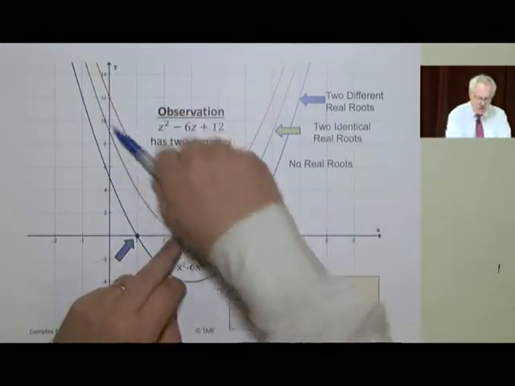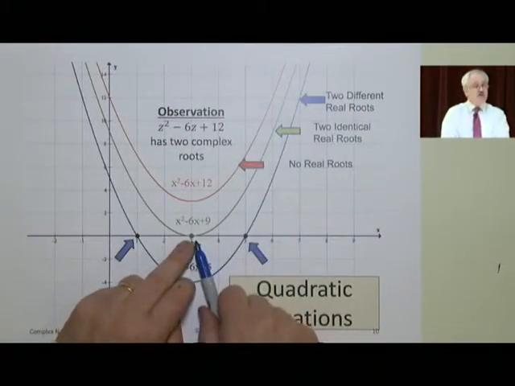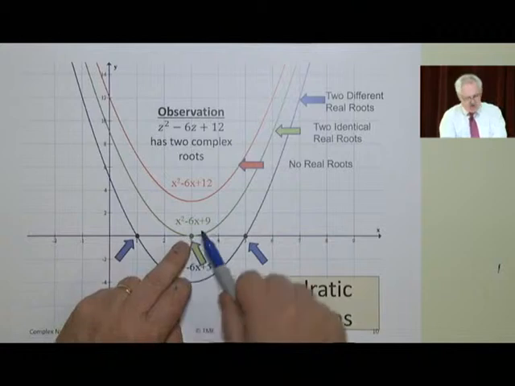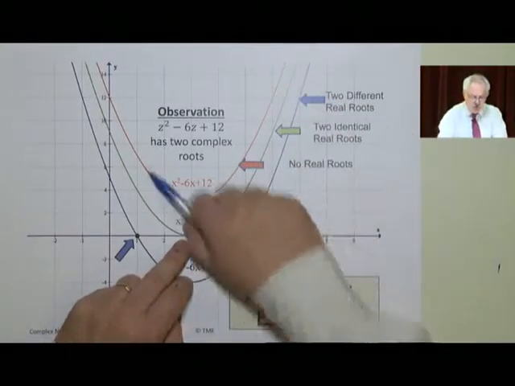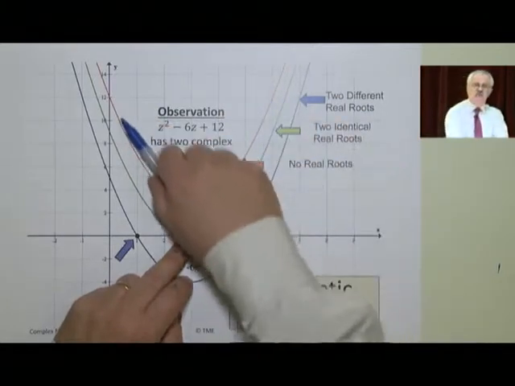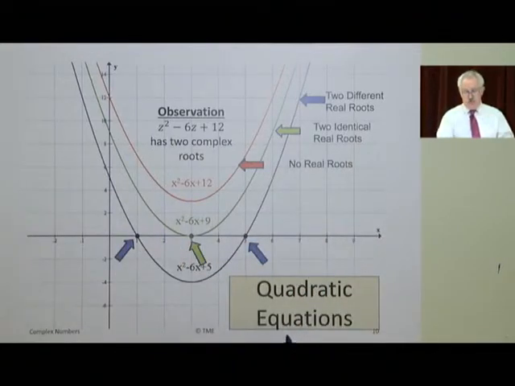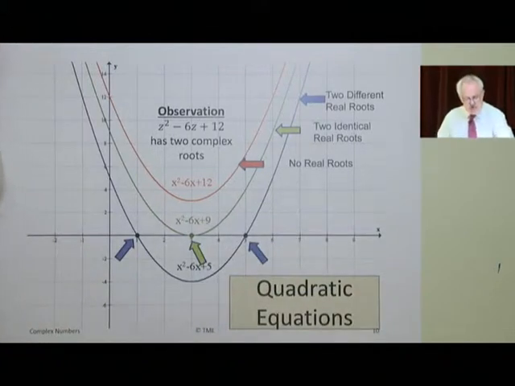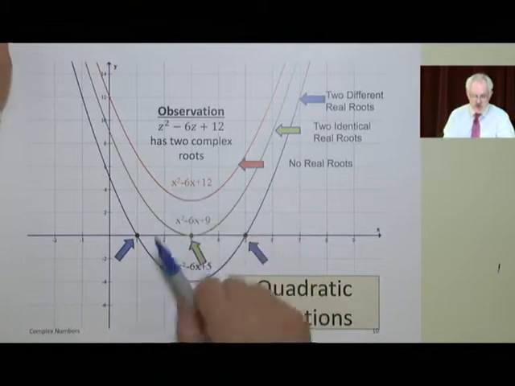This one here, the green one, x squared minus 6x plus 9, is symmetrical and just glances off the x-axis in one point. The red one, x squared minus 6x plus 12, if you went to try and find the roots of that, you'd find that it doesn't cross the x-axis at all. But actually we can look at it from a complex number point of view. So let's look at it exactly the same as before, but instead of x, we're going to use z.